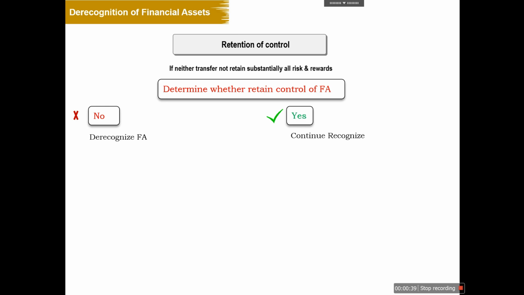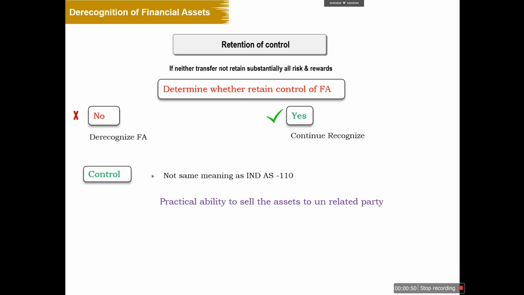For the purpose of evaluating control, it does not have the same meaning as is attributed under IND AS 110. So to check the financial asset control, we need to check whether the entity has the practical ability to sell the asset to an unrelated party. If the asset can be sold to an unrelated party, it means it has lost control over the asset. Another condition is that the entity has the ability to sell the financial asset and can exercise that ability unilaterally and without imposing any additional restriction on the transfer.